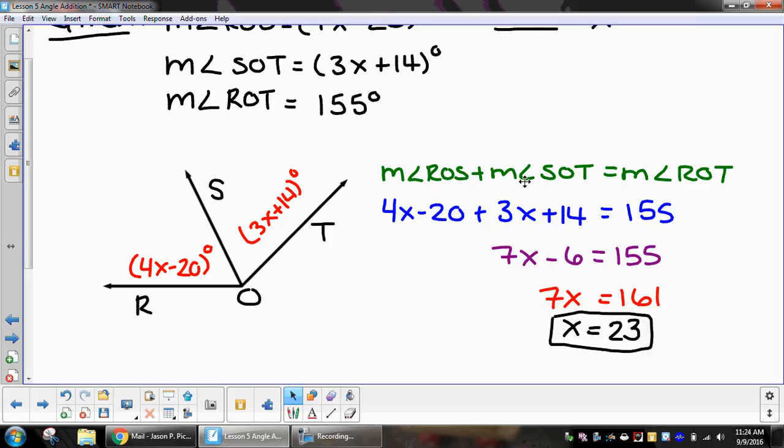So just like in segment addition, writing this equation might be helpful, so you know which of these expressions and numbers to plug in where. These two smaller angles add up to be the bigger one.